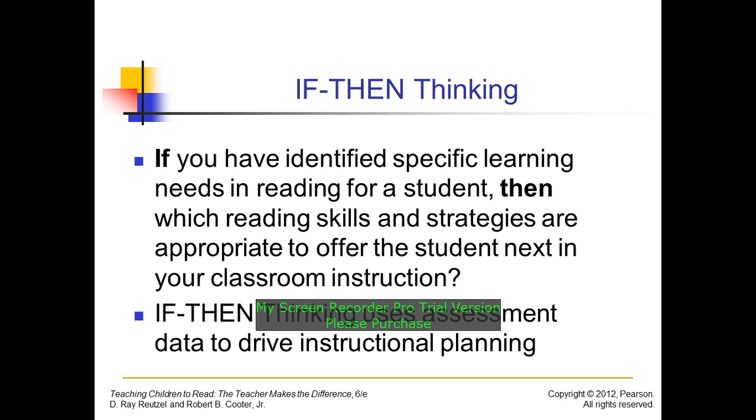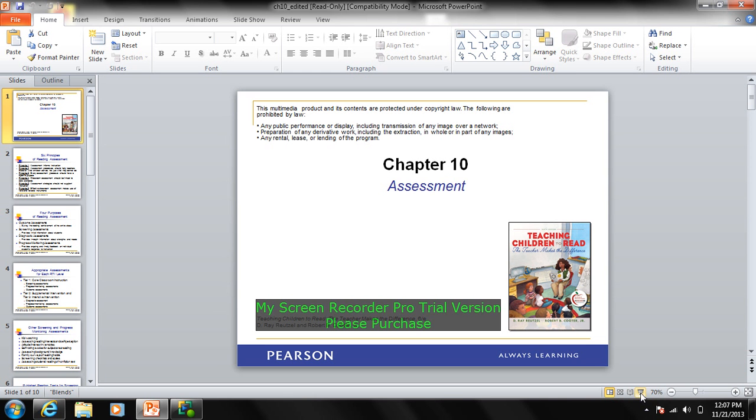Now, the concept of if-then thinking. If you have identified specific learning needs in reading for a student, then which reading skills and strategies are appropriate to offer the students next in your classroom instruction? So if they know this, then what am I going to do about it, okay? Where do we go from there? So when you're looking at assessment and how the students are doing and the information you got, you look at it and you go, okay, so if they're here, if they know this, then what am I going to do? What do we do next? So you need that if-then style of thinking in your classroom when dealing with assessment, and that is Chapter 10.